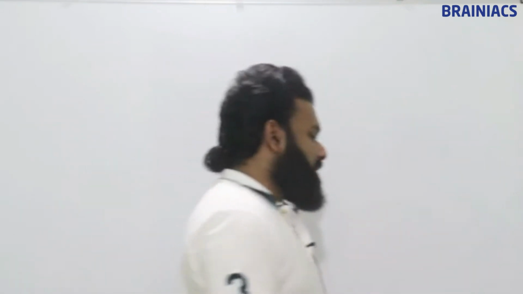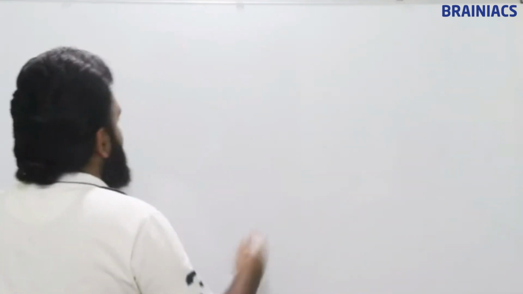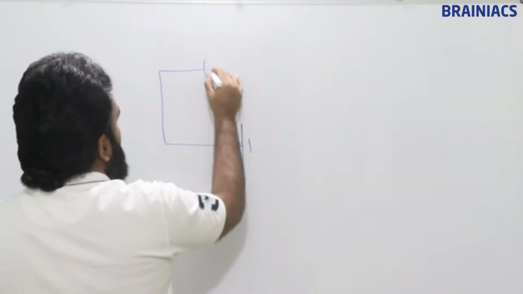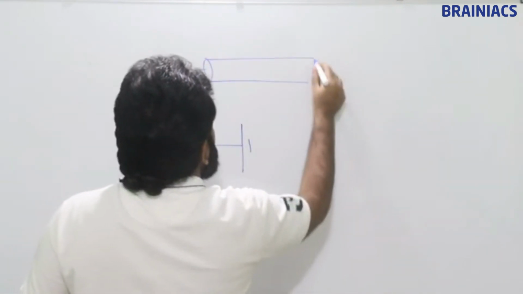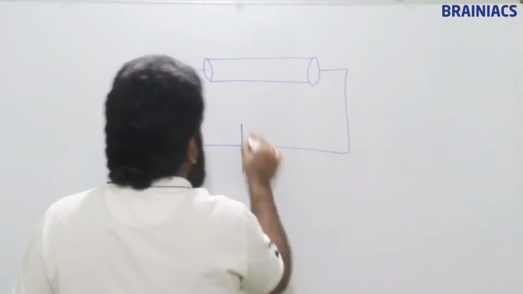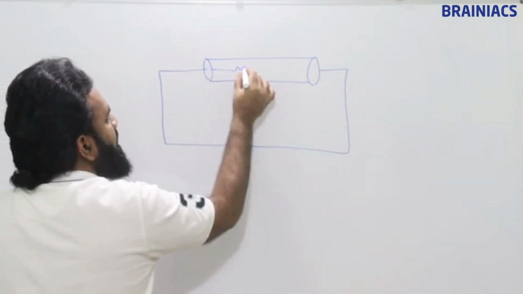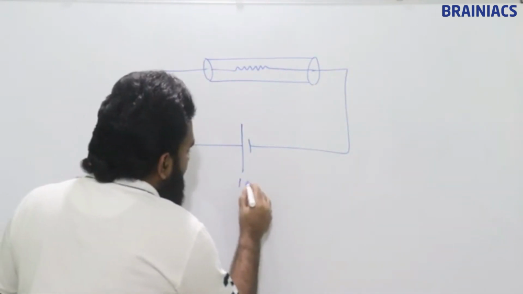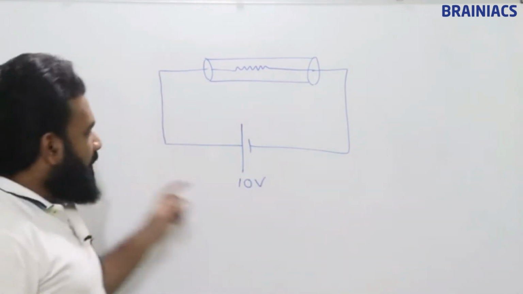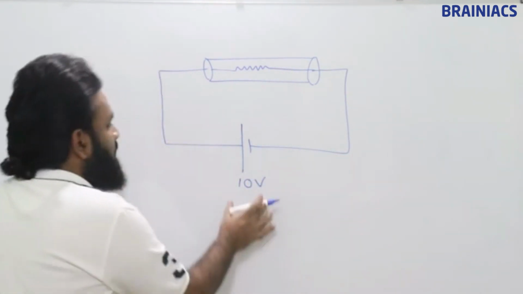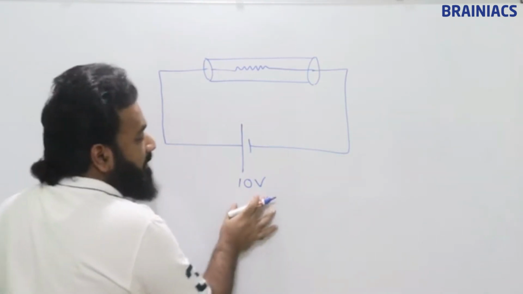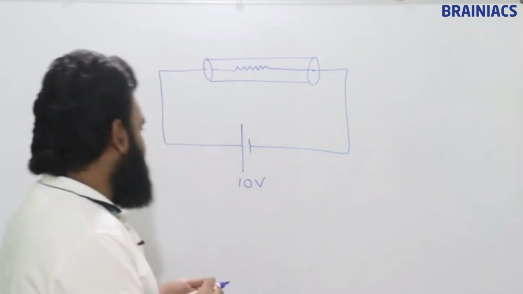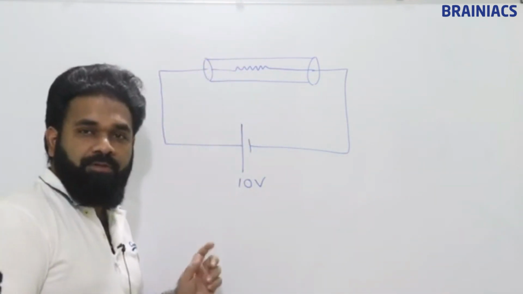Suppose this is a battery, and we connect a conductor. This conductor is nothing but a resistance. Now suppose I write here 10 volt. When I write 10 volt, this means a 10 volt potential difference is there. When we say 10 volt, it is nothing but a 10 volt potential difference.